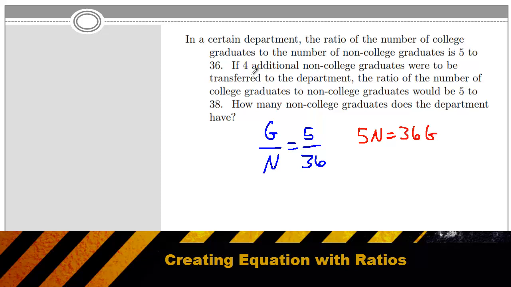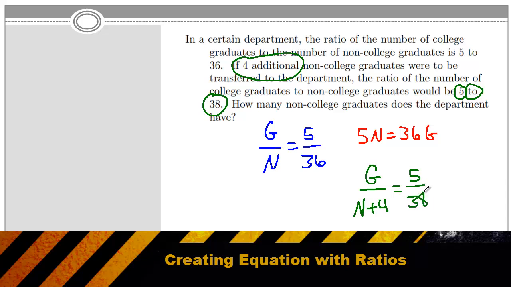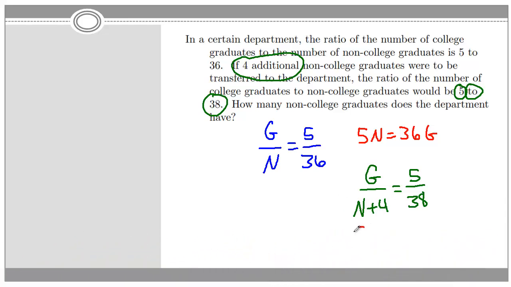Next, they're going to add 4 additional non-graduates. So that ratio is my number of graduates over my old number of non-graduates plus the 4 they added. And they tell us that is going to be equal to 5 to 38. Or g over n plus 4 is equal to 5 over 38. Just like before, I can cross multiply, and I get the equation that 5n plus 20 is equal to 38g.